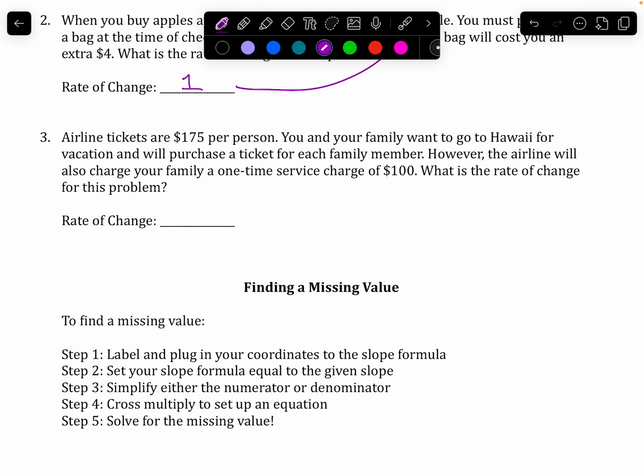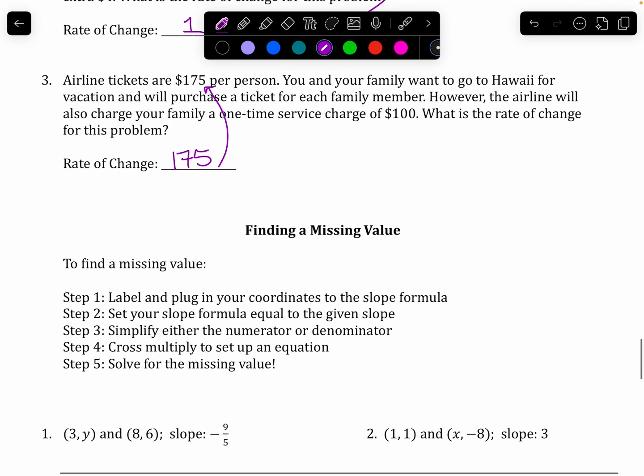Number 3, airline tickets are $175 per person. You and your family want to go to Hawaii for a vacation and will purchase a ticket for each family member. However, the airline will also charge your family a one-time service charge of $100. What is the rate of change for this problem? You are not paying multiple payments of $100. That's just a one-time fee. If you bought one ticket or you bought 100 tickets, you're only paying $100 once. So the rate of change for this problem is the $175 per ticket per person.